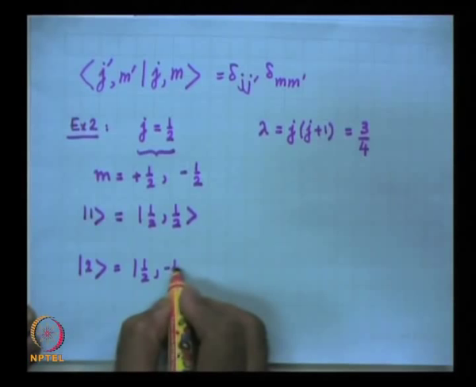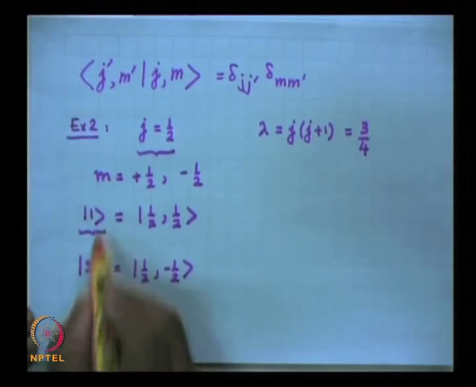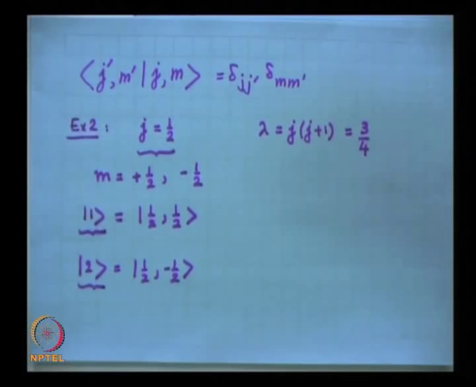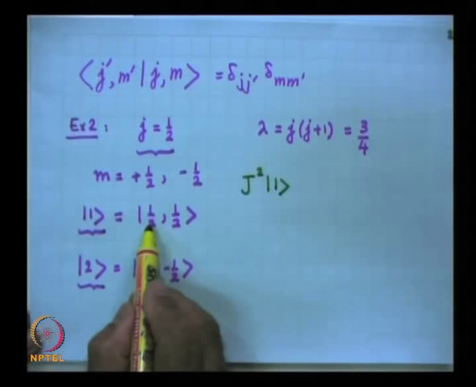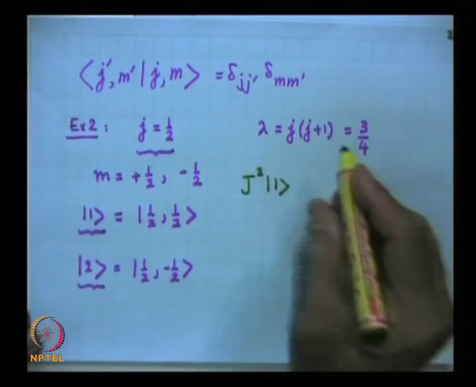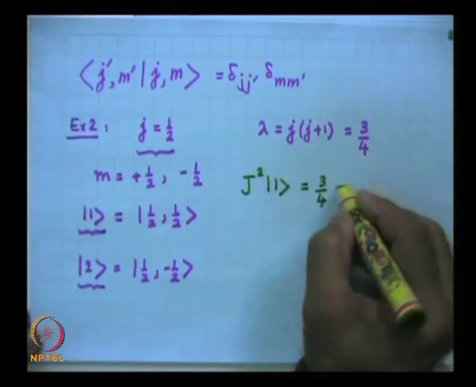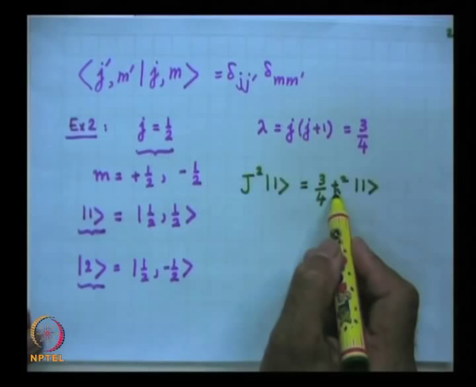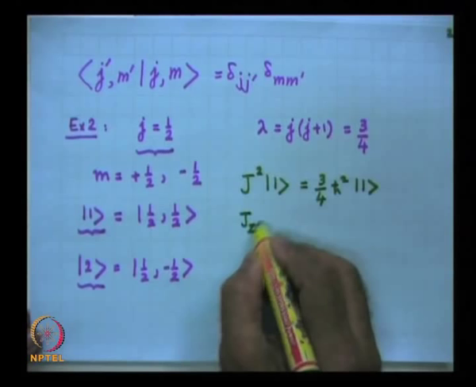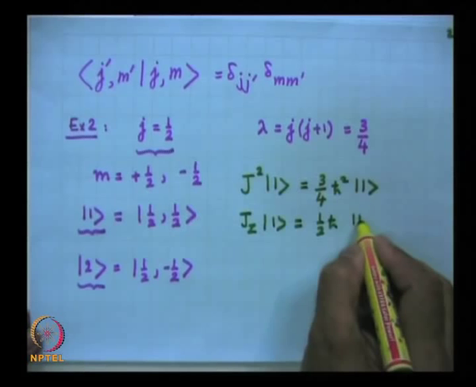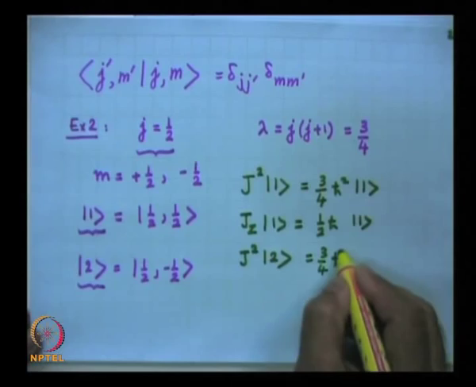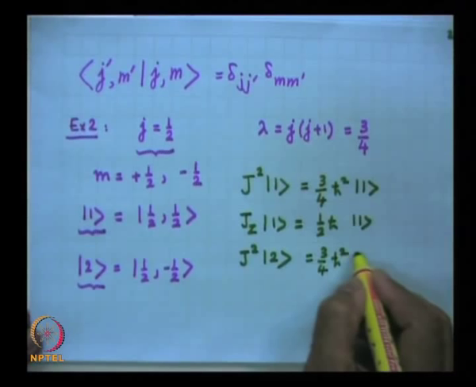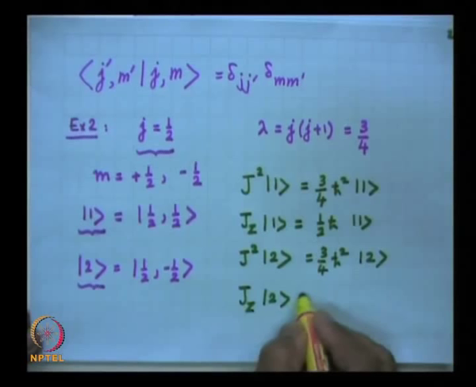Now this and this are simultaneous eigenvectors of the operators J square and J z. So therefore, J square ket 1 is equal to half into half plus 1, that is 3 by 2, that is 3 by 4, actually, H cross square ket 1. If I assume a system of units in which H cross is equal to 1, then this is unity. And similarly, J z ket 1 is equal to half H cross ket 1, and J square ket 2, the eigenvalue of J square remains the same, so that is equal to 3 by 4 H cross square ket 2, and J z ket 2 is of course minus half H cross ket 2.